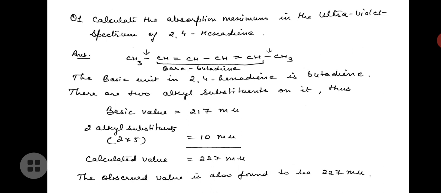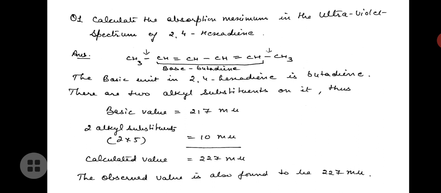Now we'll understand all these concepts with the help of examples. Now see example 1. Calculate the absorption maximum in the UV spectrum of 2,4-hexadiene. So first let us make 2,4-hexadiene. You see the structure here. 2,4-hexadiene. There are 6 carbon atoms. Now the base here is butadiene. So that is alternate double bond, a single bond and a double bond.